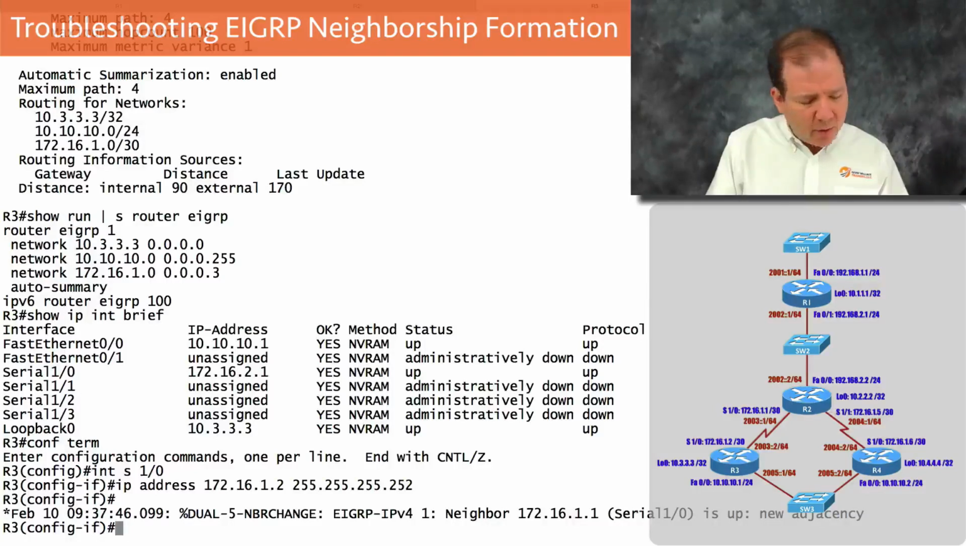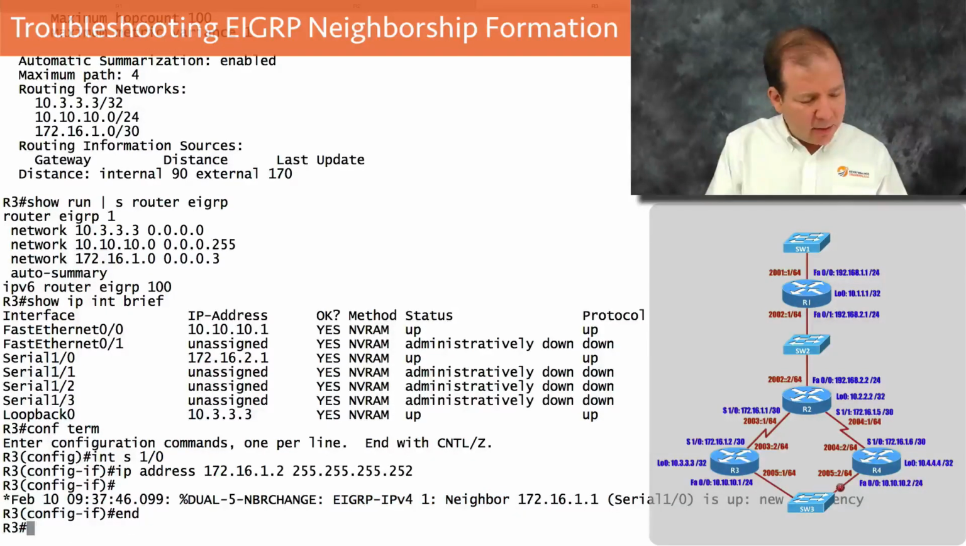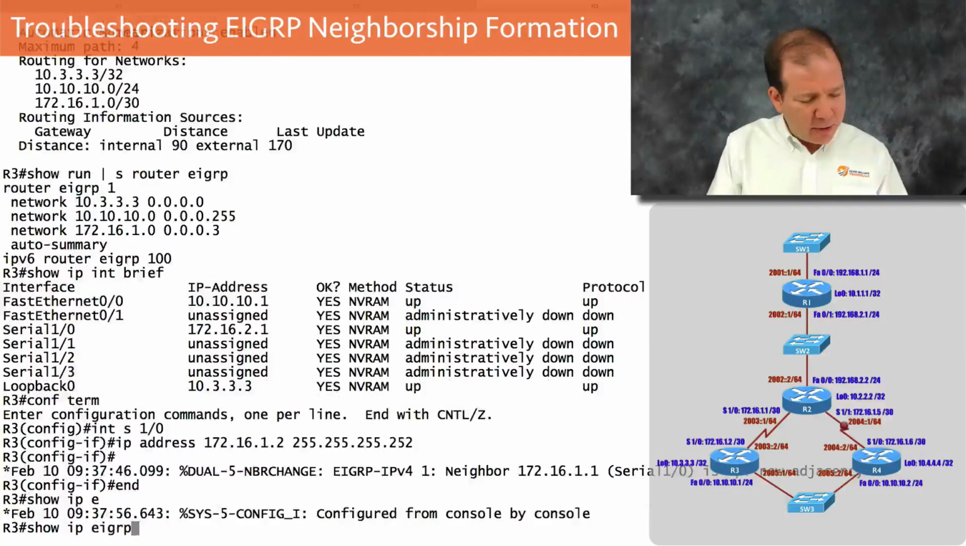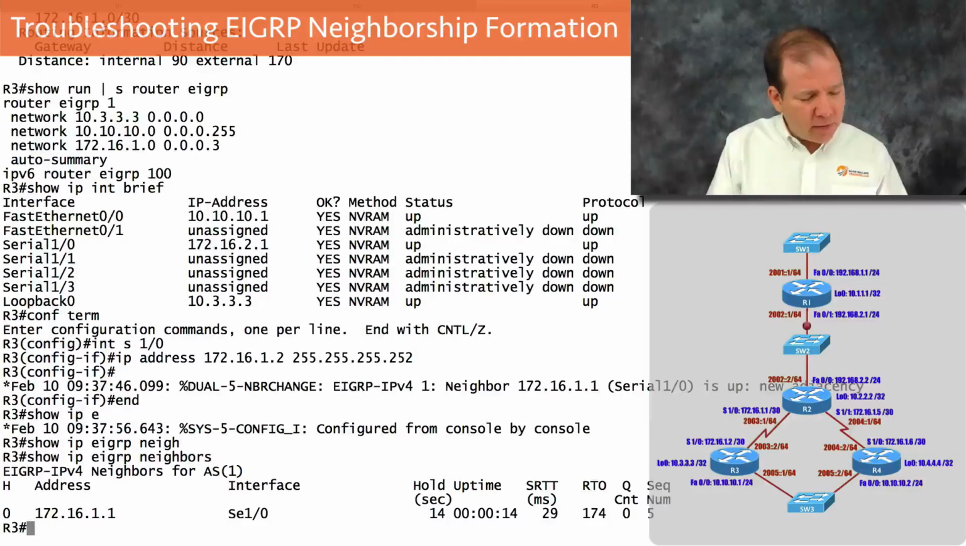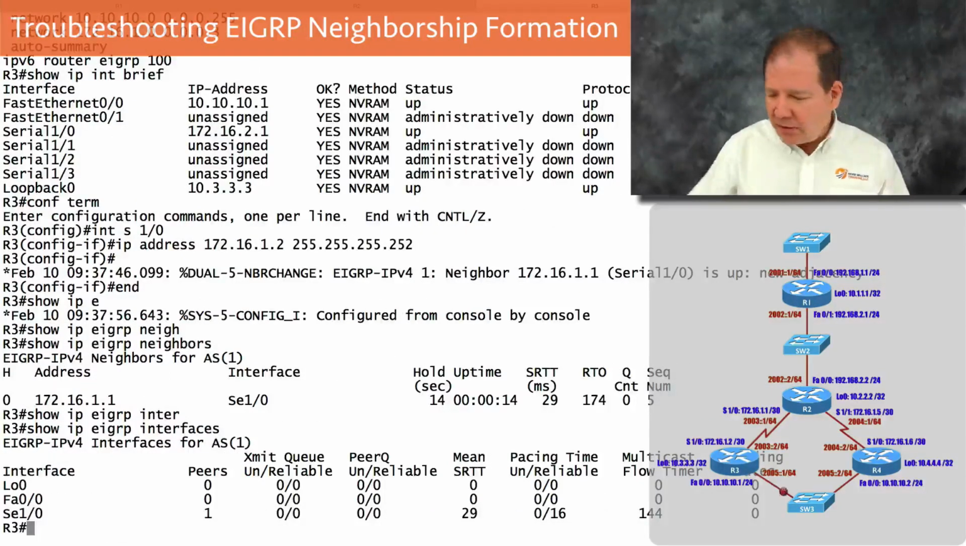We should now be part of the same subnet. Oh, great. And we just got some confirmation on screen that we formed a neighborship. So let's take a look at show IP EIGRP neighbors. Yes, there it is. And if I take a look at my interfaces, serial 1/0 is now participating. That's great news.